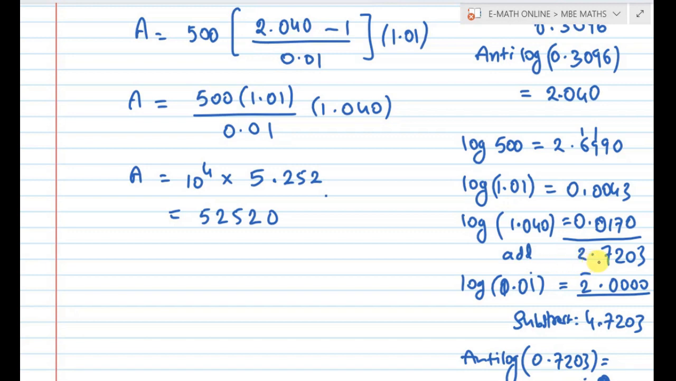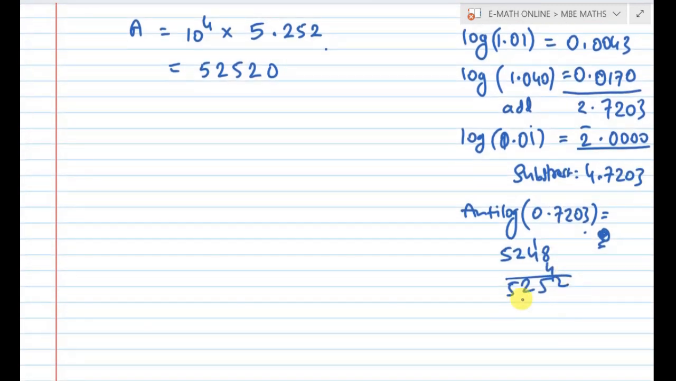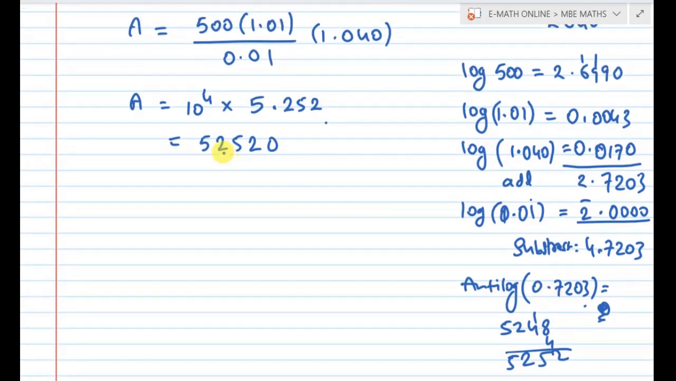Look at the denominator, 0.01. Find the log of that using log tables, and it will be 2 bar point 0000, and subtract it from the numerator, then you will get 4.7203. Now we will find anti-log of 0.7203, and it will be 5248, and with mean difference 4 added, it will be 5252. Its characteristic value is 4, so it will be 10 power 4 into 5.252. So multiplying, you will get 52520. So that's it.